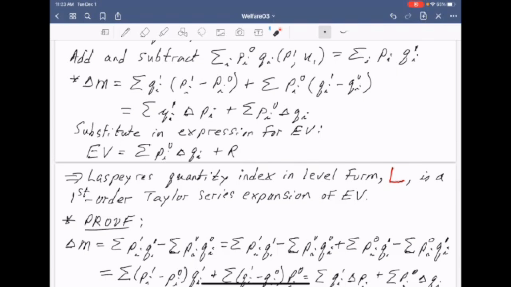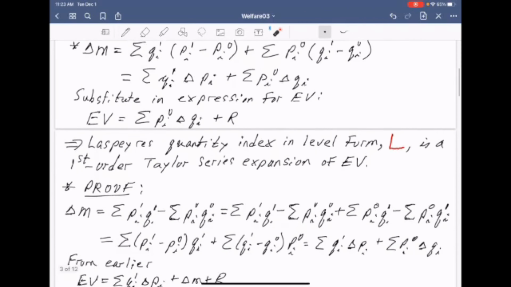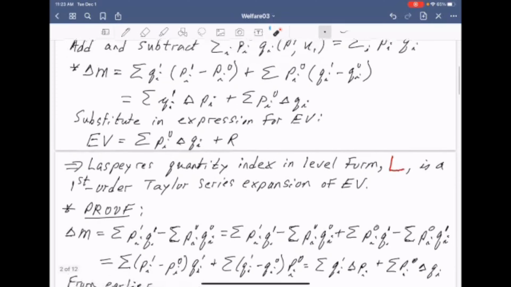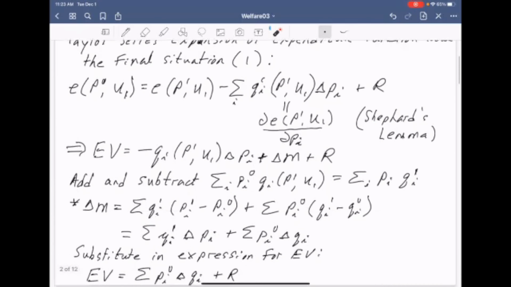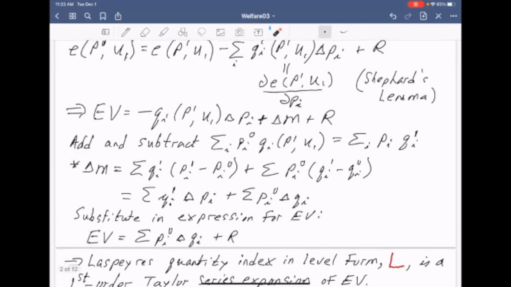Laspeyres' quantity index in level form, L, is a first-order Taylor series expansion of the equivalent variation. So we can prove that. Let's go to this proof. We're going to try and prove, where is that? Here, this star. All right, so we're going to add and subtract this term.